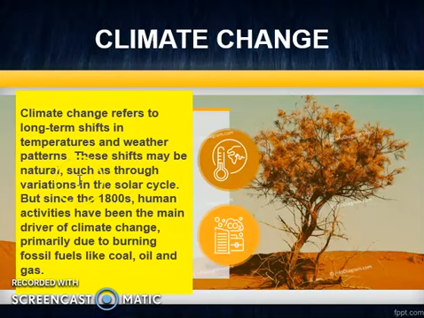This shift may be natural, such as through variation in solar cycle. But since the 1800s, human activity has been the main driver of the climate change, primarily due to burning fossil fuel like coal, oil, and gas.